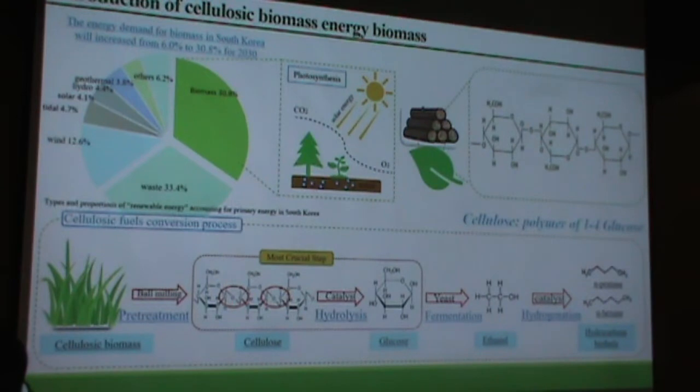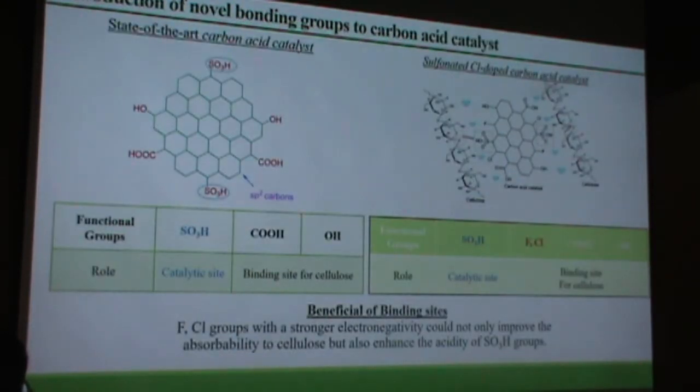There are several processes from cellulosic biomass to biofuel: pre-treatment, hydrolysis, fermentation, and further hydrogenation. And in this work, we focus on the hydrolysis of cellulose to glucose. In the typical carbon acid catalyst, the functional groups COOH, OH, and SO3H are the typical sites.